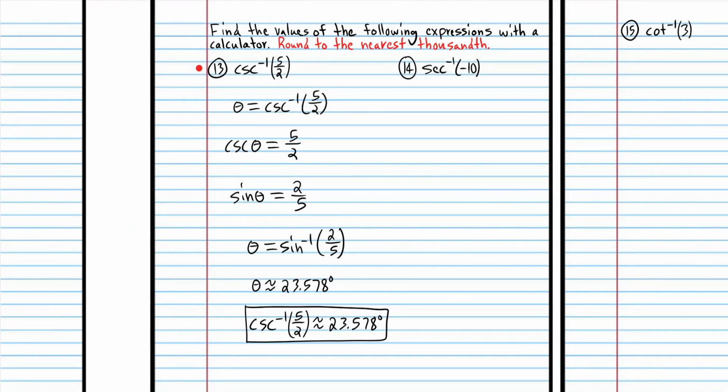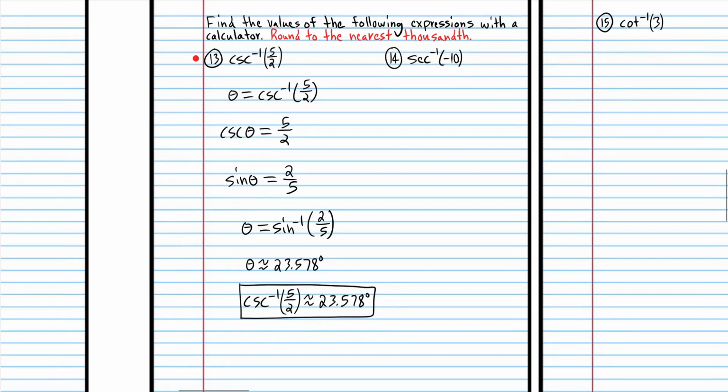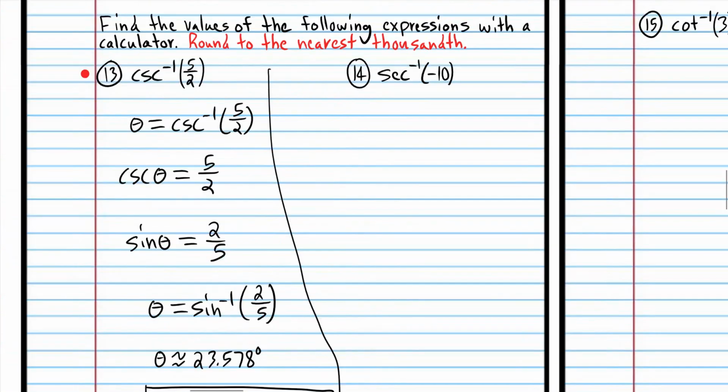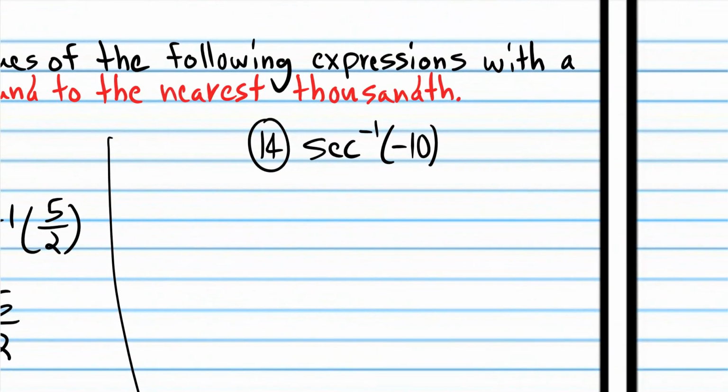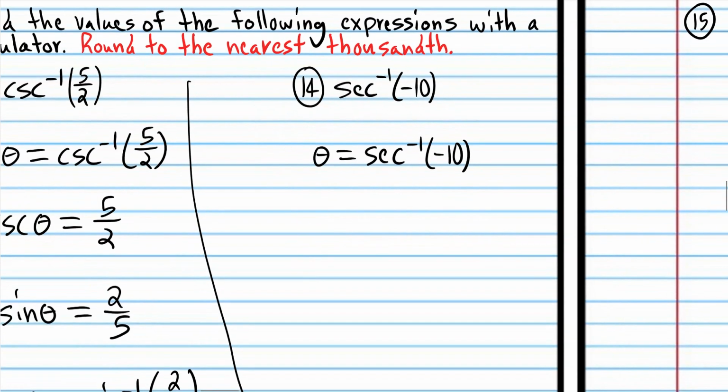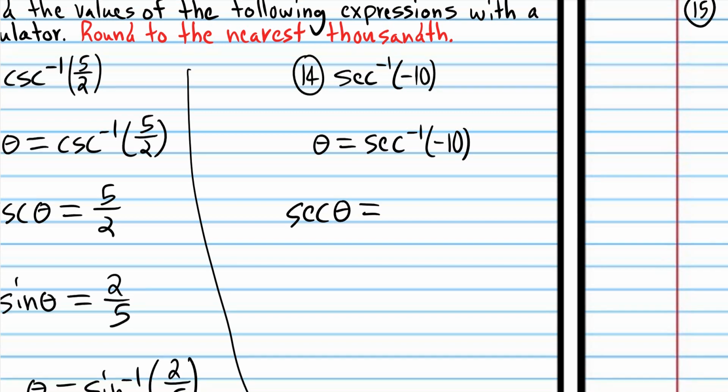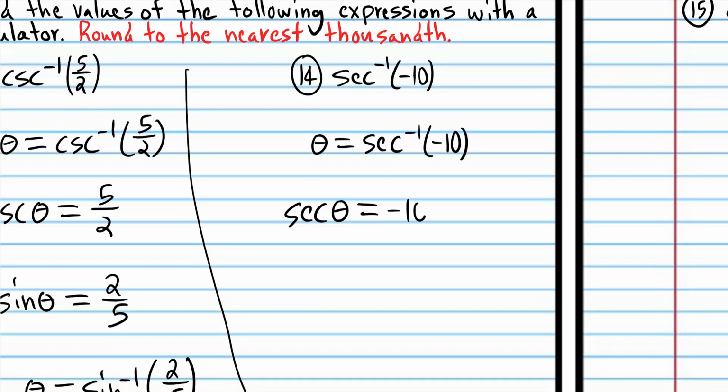So again, this is all based on the idea that your calculator does not have these buttons, and so if you have to use a calculator to find these expressions, then you have to know how to work around the problem. So now we're going to find secant inverse of negative 10. We're going to set it equal to theta. And you don't have to use theta. You can use any variable you want. You can use omega or beta or alpha or A or B.